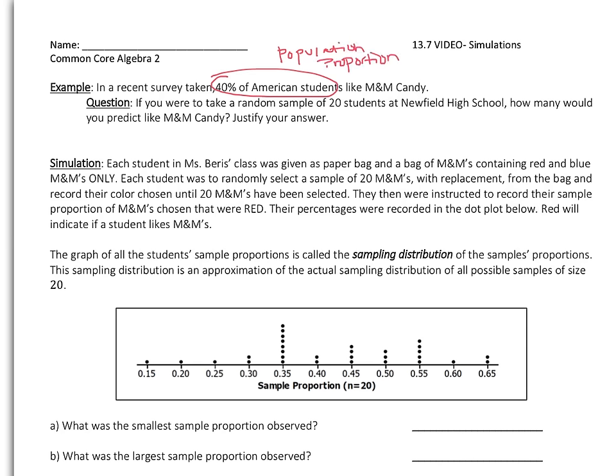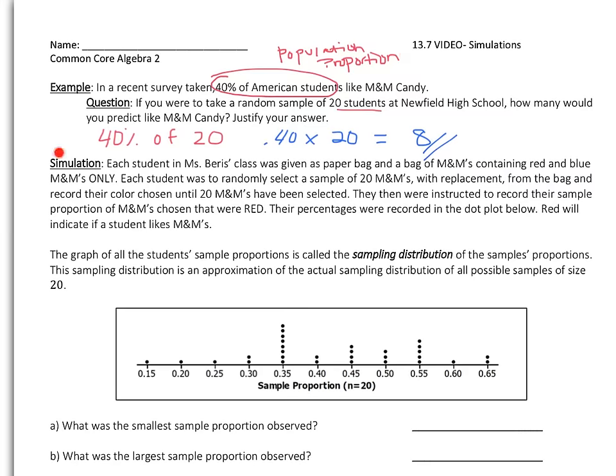Okay, so here's a question to think about. If you were to take a random sample of, say, 20 students at Newfield High School, how many of them would you predict like M&M candy? Well, based off of this first sentence about 40% of students liking candy, I would think that 40% of my 20 students should like M&M candies. So we would take 40% and figure out what 40% of 20. And the way we do that is change 40% to a decimal and multiply it by 20. If you do that, you should get approximately 8 students. So this population proportion helps us estimate what would happen in our samples.